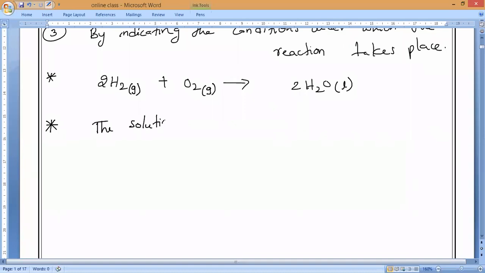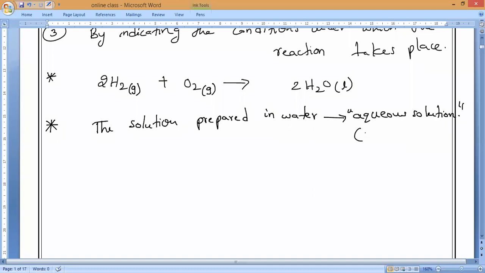Prepared in water. What did we use to call that? We used to call that aqueous solution. Whatever is dissolved in water, we call that state the aqueous state. Understand? So now, how can we represent the aqueous state?